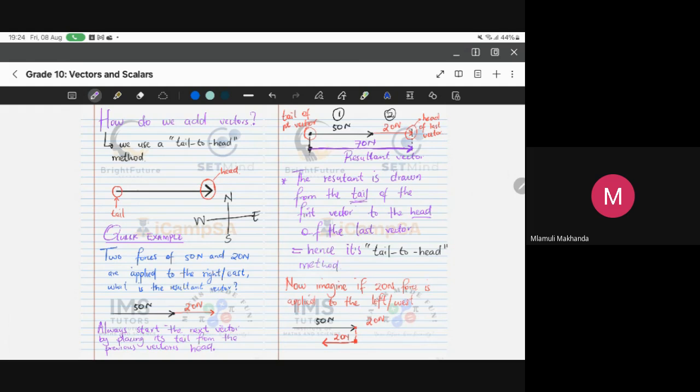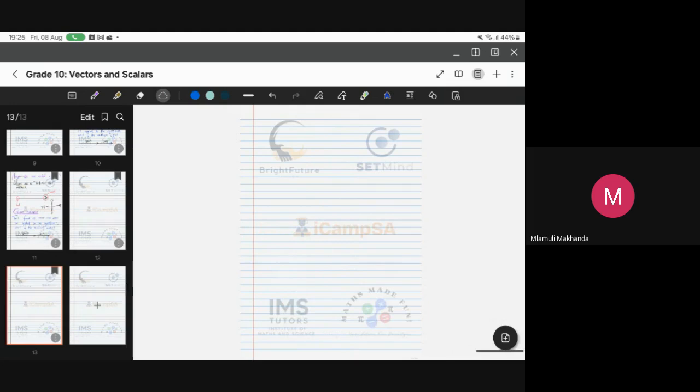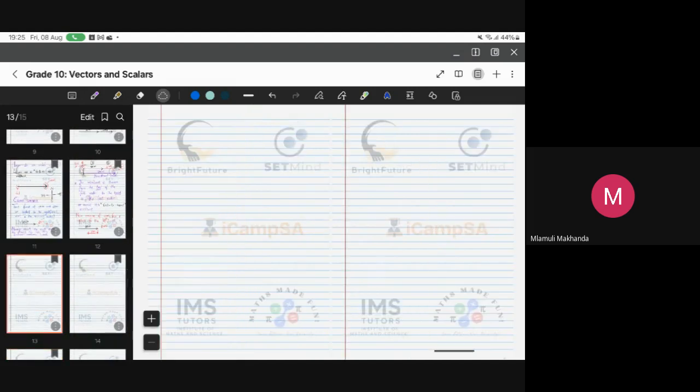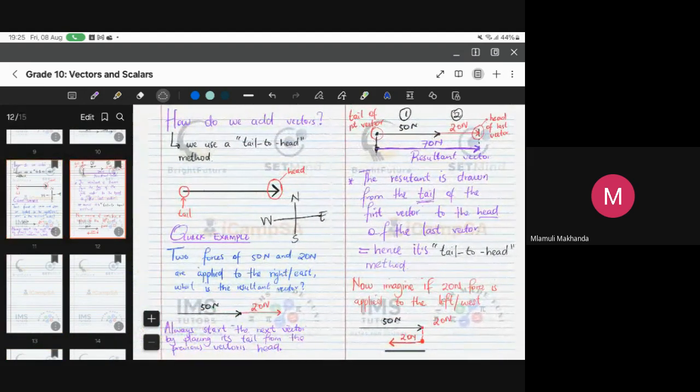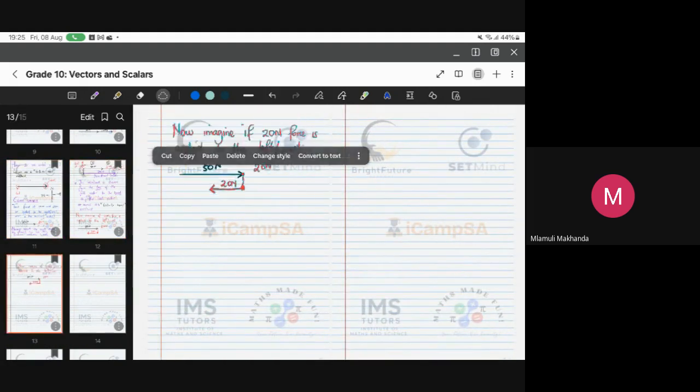So now imagine if you had the 20 Newton force applied to the left or west. Now you have a separate issue. So this is probably the last example for today. I don't want to overwhelm you because you haven't covered this chapter already. I will cover it in more detail again. So now, imagine you have this 20 Newton force applied to the left. Let's put it here. What do you do?